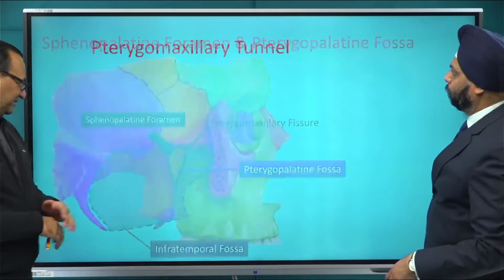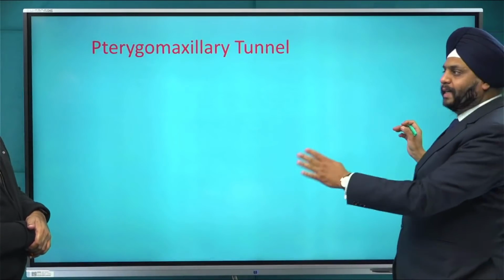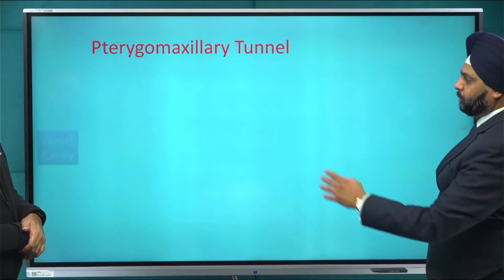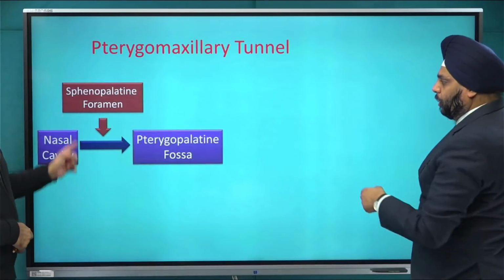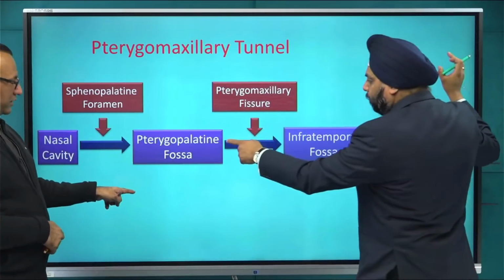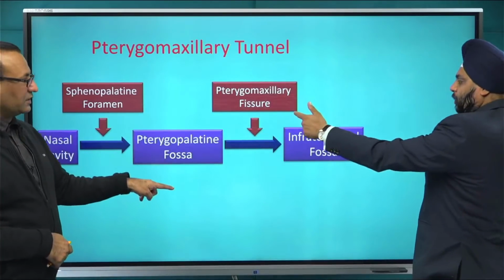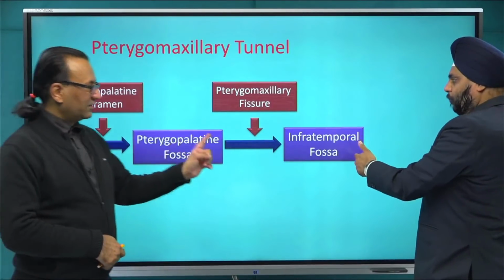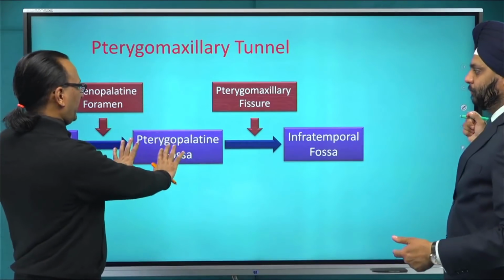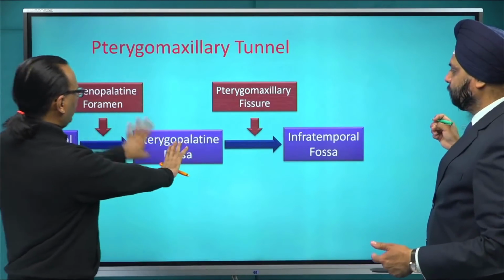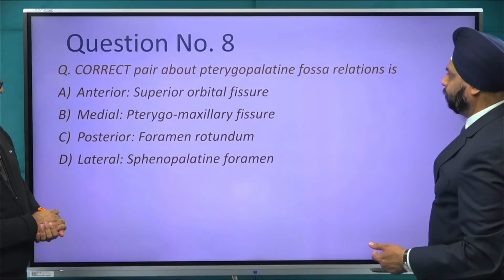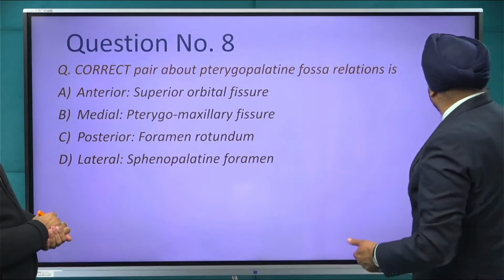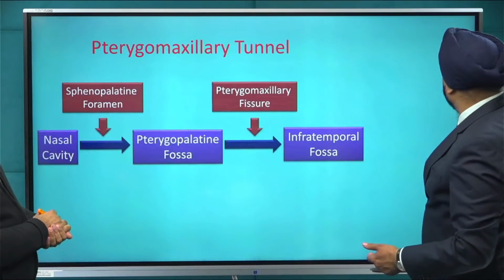So this whole thing we call the pterygomaxillary tunnel. The tunnel starts from the nasal cavity, goes across the sphenopalatine foramen into the pterygopalatine fossa, then crosses the pterygomaxillary fissure and goes to the infratemporal fossa. So this was our question: for the pterygopalatine fossa, what is lateral and what is medial? That relation we wanted to know. So that is your question. My question over here. Let's go back.